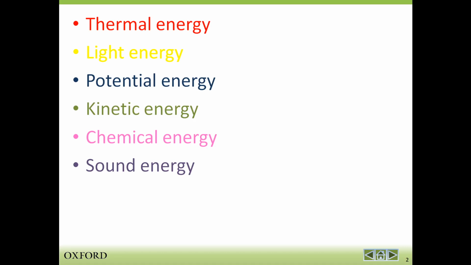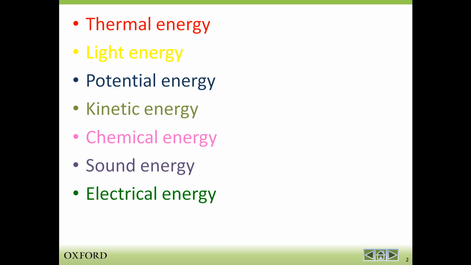The sixth one is sound energy. Now I'm producing sound energy. All people, if you speak, you produce sound energy. When you turn on the radio, the radio will produce sound energy. Lastly is electrical energy.